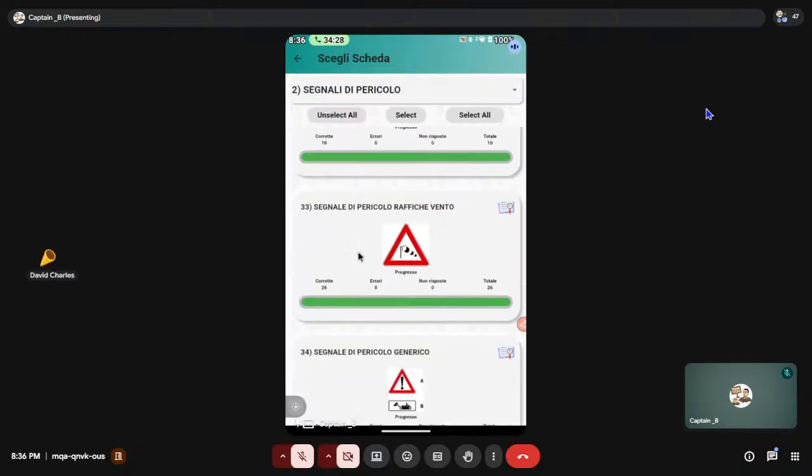Okay, now let's look at this one here. Il segnale di pericolo, raffiche di vento. Now what he's saying is raffiche, the vento. Vento is talking about wind. All right. Let me use an example. This sign usually is found on a road that has a high wind. It is a heavy wind, a big breeze.